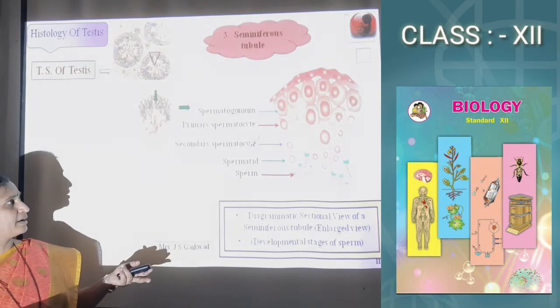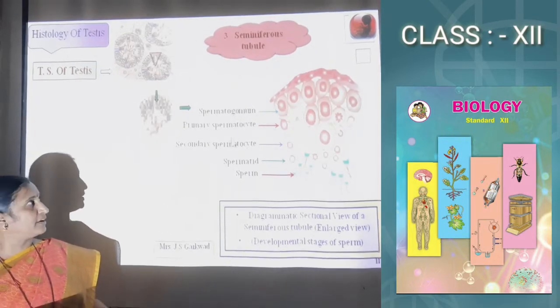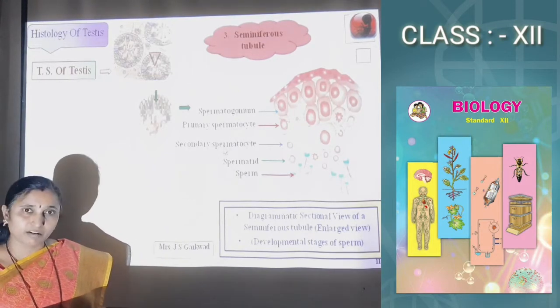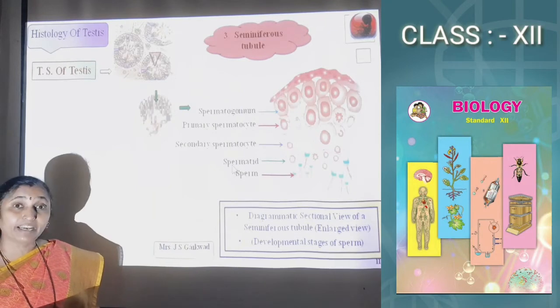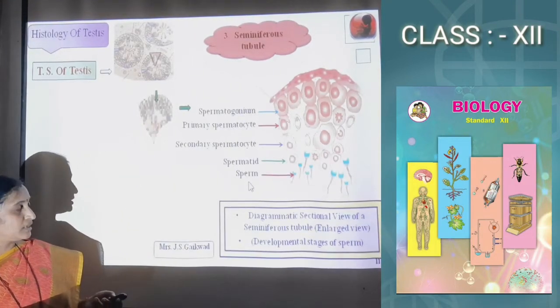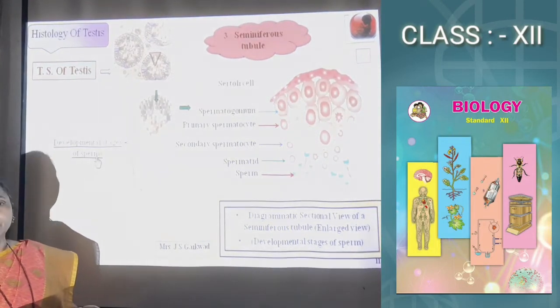There is no direct method to form the sperms. First, the spermatogonium divides to form the primary spermatocyte, then it divides to form the secondary spermatocyte, then divides to form the spermatid, and the male gamete formed from the spermatid is the sperm. These are known as the developmental stages of the sperms.